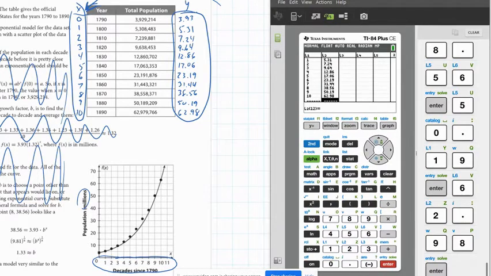Okay, so I have my lists populated. If you're still working on that, just pause your video and press play once you have all of your correct data in the table, as I have displayed on my calculator here.